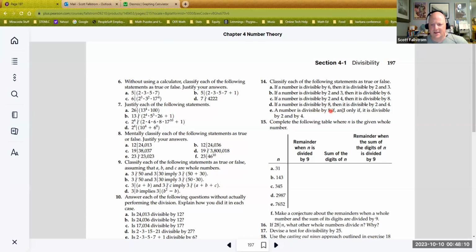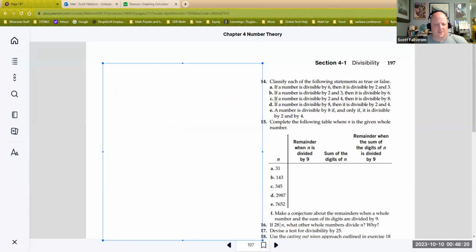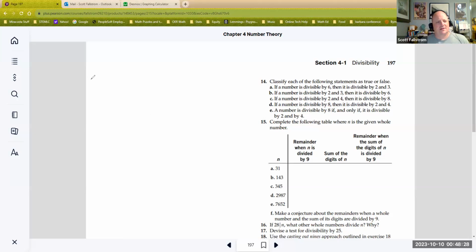The number is divisible by 8 if and only if it's divisible by 2 and 4. Yeah, so this is similar to what we did in class. In class, we talked about whether a number is divisible by A and B. I didn't use this exact number in class. I did use something slightly different. I said a number n is divisible by 12: 12 divides n if and only if that number is divisible by 2 and 6.